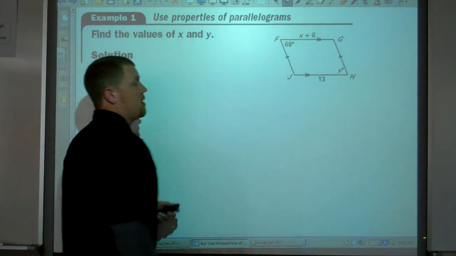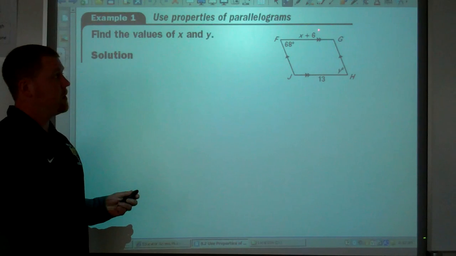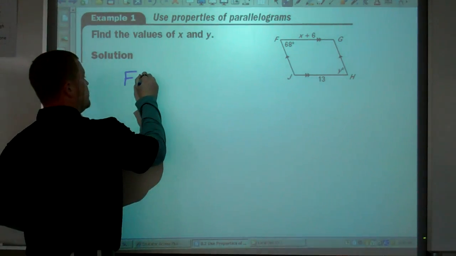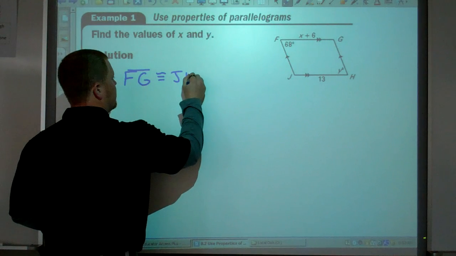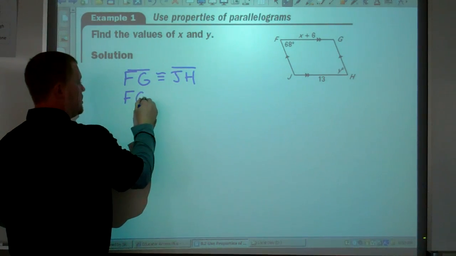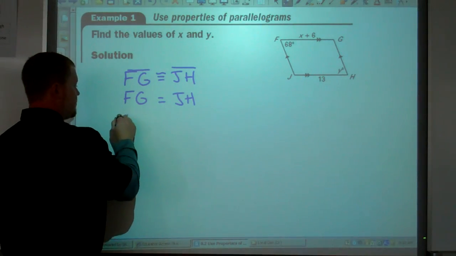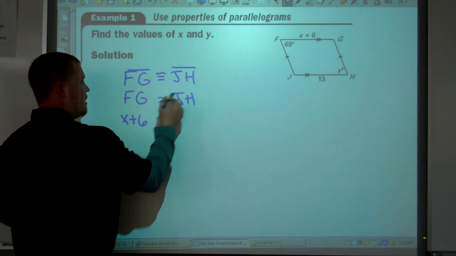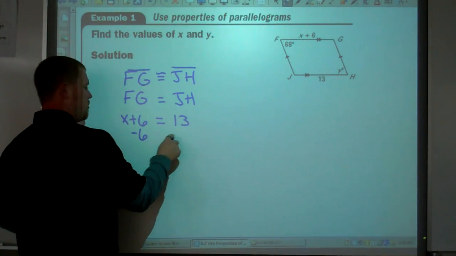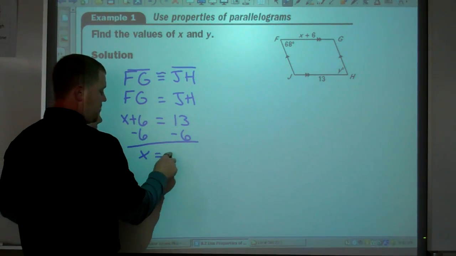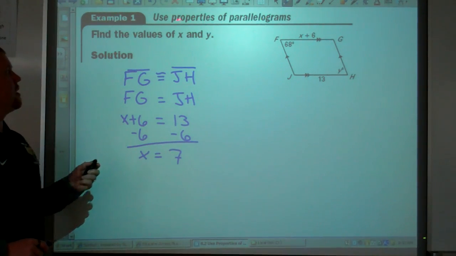And then because it is a parallelogram, we know that both pairs of opposite sides are congruent. So segment FG is congruent to segment JH, which means the length of FG equals the length of JH. The length of FG is X plus 6. The length of JH is 13. You subtract 6 from both sides, X equals 7. Alright, so we found the value of X. Now find the value of Y.